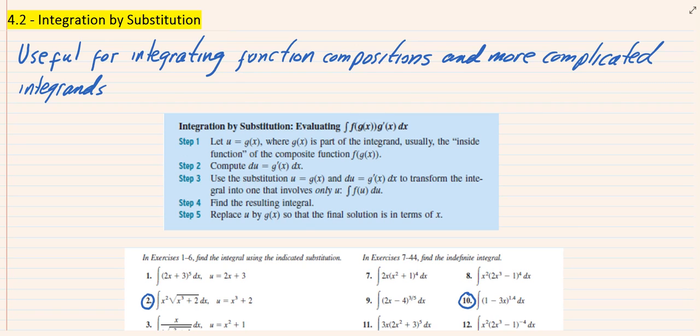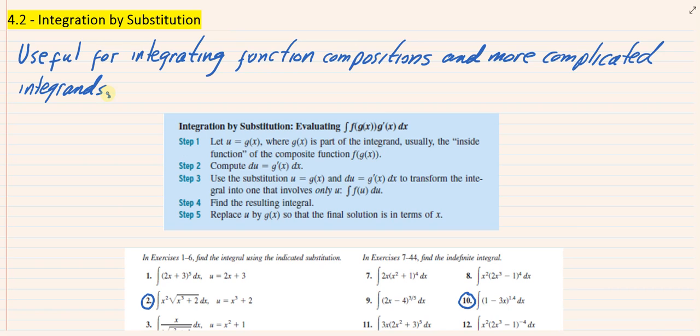In section 4.2, we're going to talk about the method of substitution for integrating functions. This method is highly useful for integrating function compositions, and it will enable us to integrate more complicated integrands. So that's what we would like to do in this section. Now, as far as formulas or any theorems, we don't have any. All we have are these guides that you're looking at when we use integration by substitution.